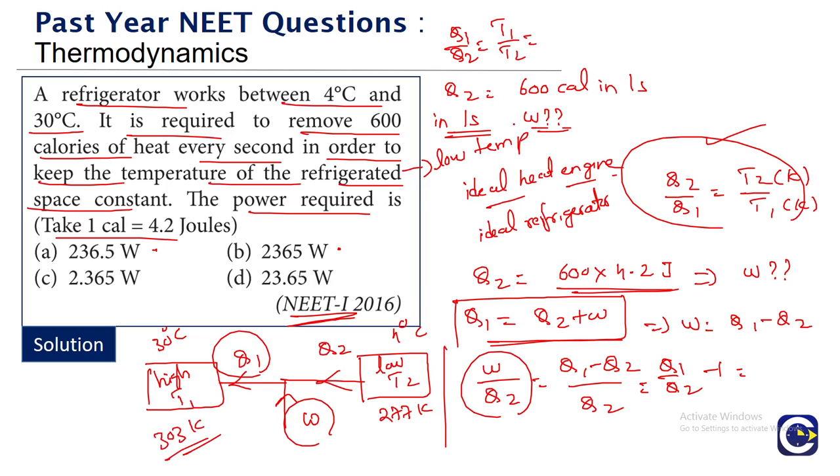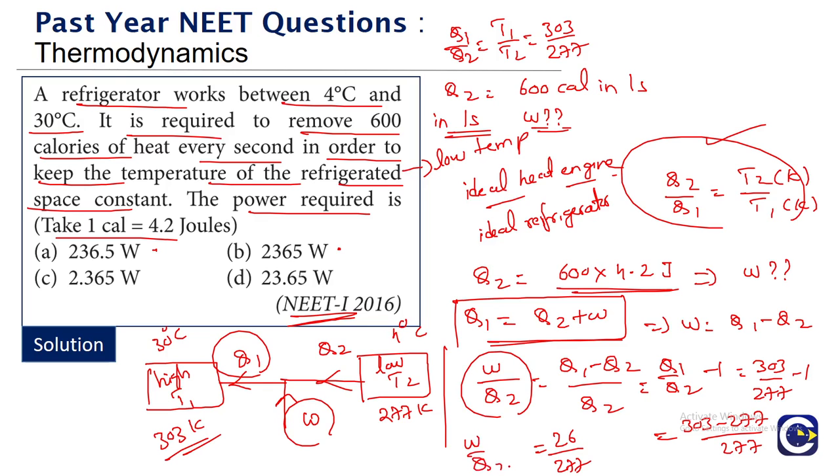So Q1 by Q2 is what? T1 by T2 means 303 by 277. So look at it, 303 divided by 277 minus 1. Take an LCM. What we'll have? 303 minus 277 by 277. So 303 minus 277 will be 26. So what we have is 26 divided by 277. That is our W by Q2.